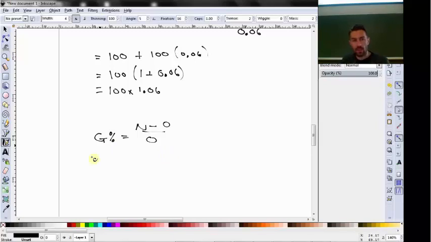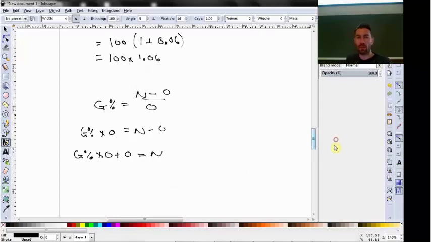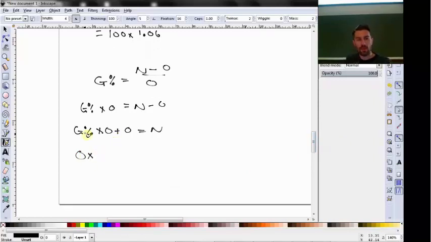So we can rearrange this. Growth as a percentage times the old value must equal the new value minus the old value. Okay? Now we can reorganize again. Growth as a percentage times the old value plus the old value must equal the new value. In other words, the old value times 1 plus growth as a percentage equals the new value. Right? Okay? So when we did that question about growth rates, there's no fancy weird economics happening there. That's just grade 10 maths. Okay?